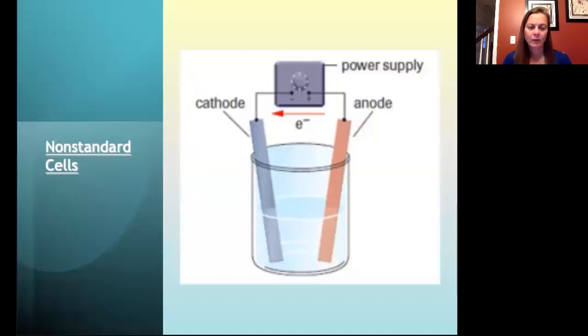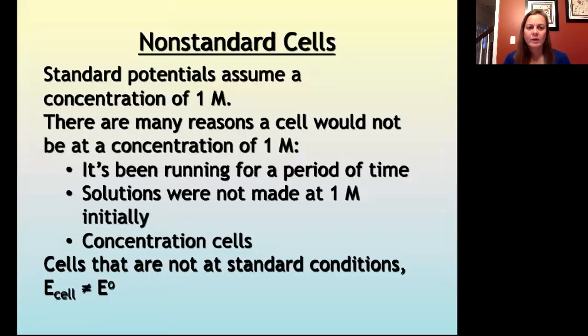Okay, guys, so continuing with our discussion of electrochemical cells, we're going to talk about some non-standard cells. So let's just jump right in and talk about what a standard cell is, and therefore what a non-standard cell is. In a standard cell, we assume that the concentration in both the cathode half cell and the anode half cell is 1 molar. And there are a lot of reasons where that would not be the case.